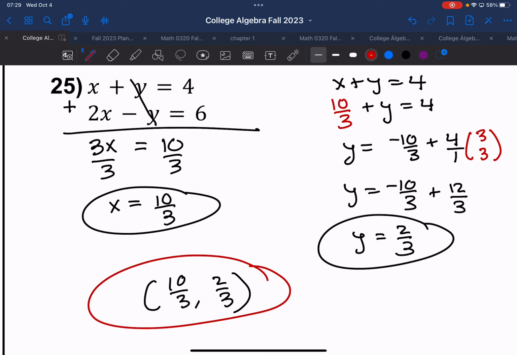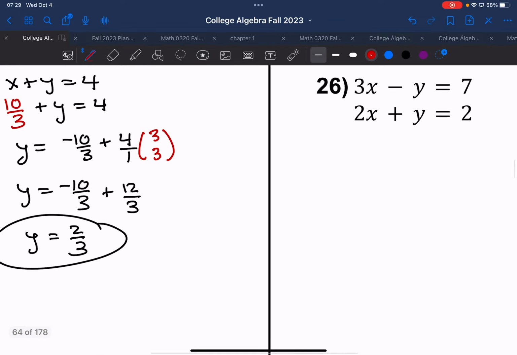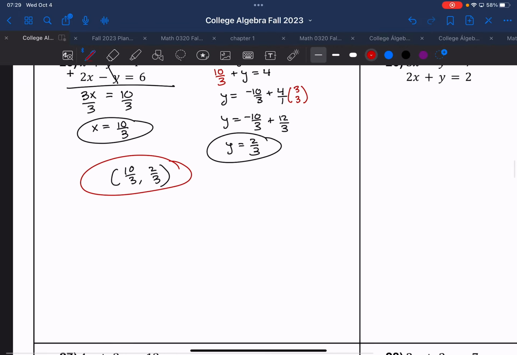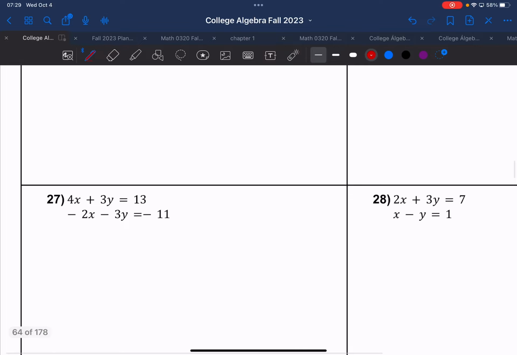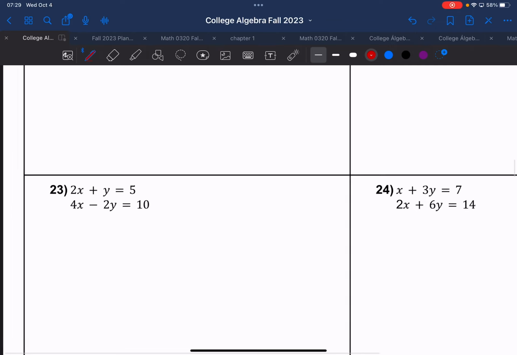Like I said, not all the problems are this easy where the y's or the x's could just cancel out. So let's look at now number 26. We'll see 26 is still an easy one. I don't want an easy one. That one too. I might skip around a bit then. Let's look at 23.